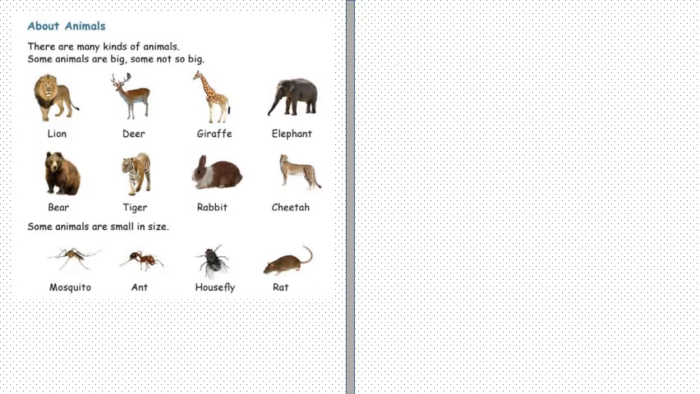When we talk about animals, we know there are some animals who are big and some not so big. So let's go through the animals. We think they are big in size, like lion, deer, giraffe, elephant, bear, tiger, cheetah. Compared to these, rabbit, mosquito, ant, housefly, rat, cat, all those are small in size.